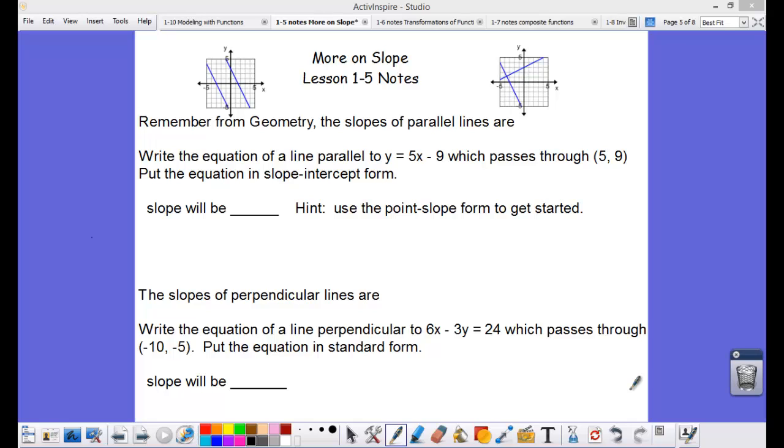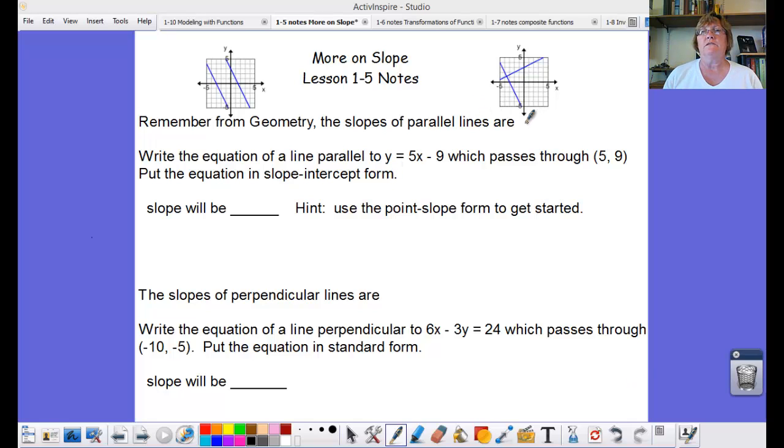Hi, and welcome to our 5th lesson in Chapter 1. Today we're going to look a little bit more closely at slope and some slope-related concepts. So we're going to begin today by talking about the slopes of parallel and perpendicular lines, which I know you've heard before in geometry.